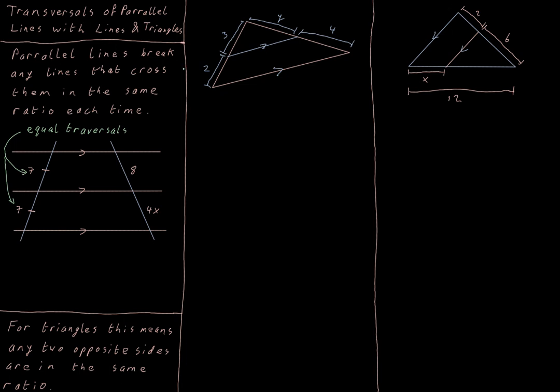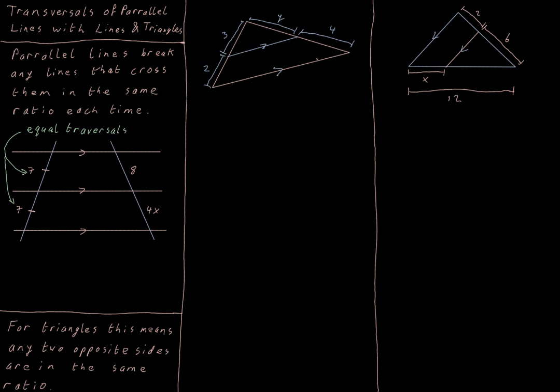Hello. Now we are going to look at how parallel lines, like our orange or red lines going across here, they're parallel, they have their arrows to show that they're parallel, how these parallel lines break up lines that cross them. These are called transversals, lines that cross a bunch of other lines. How these lines are broken up in a particular ratio by the parallel lines, and similarly, how parallel lines break up the sides of triangles.